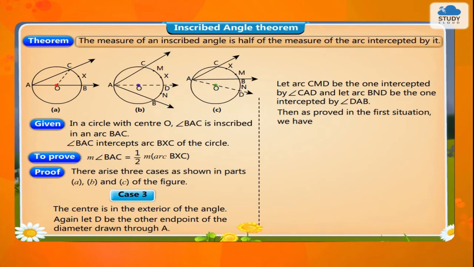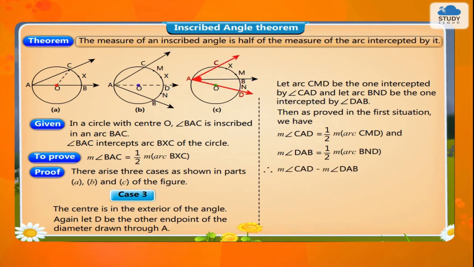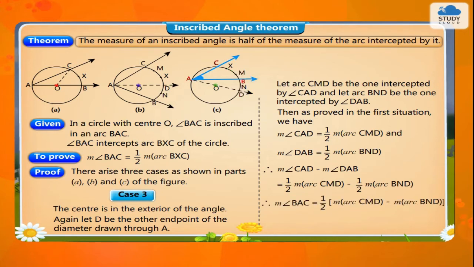Then, as proved in the first situation, we have measure of angle CAD is equal to half measure of arc CMD, and measure of angle DAB is equal to half measure of arc BND. Therefore, measure of angle CAD minus measure of angle DAB is equal to half measure of arc CMD minus half measure of arc BND. Therefore, measure of angle BAC is equal to 1/2 into (measure of arc CMD minus measure of arc BND). Therefore, measure of angle BAC is equal to half measure of arc BXC.